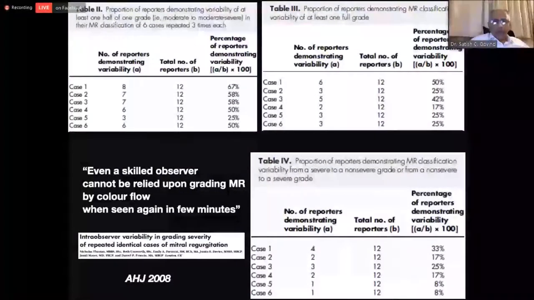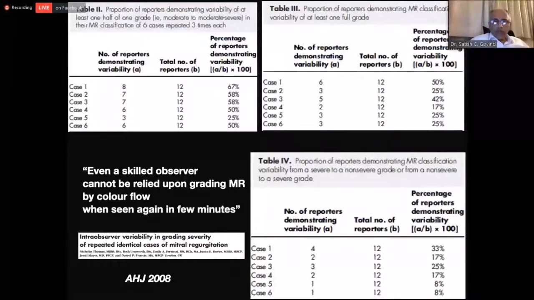Now, a very important message as far as color flow imaging quantification is concerned: eyeballing and trying to come to a severity is not accepted. It is not there in the guidelines.